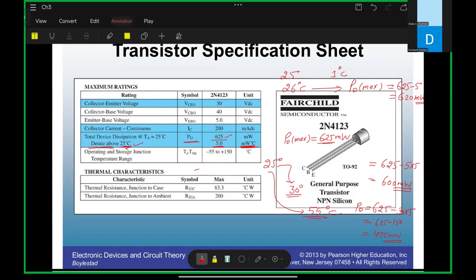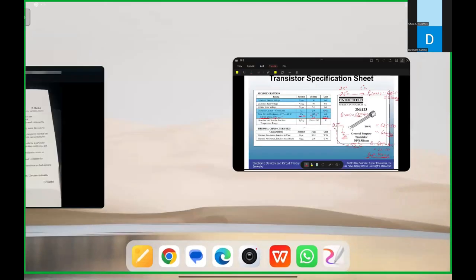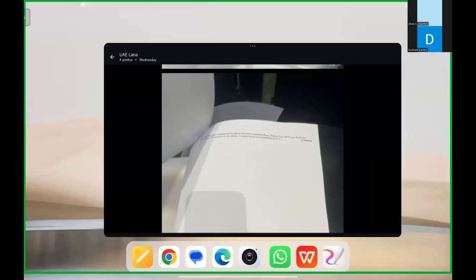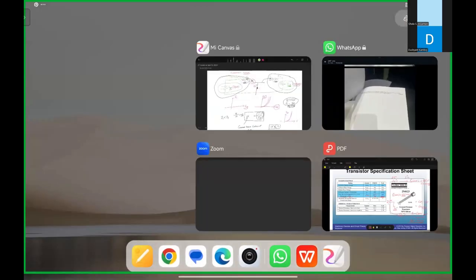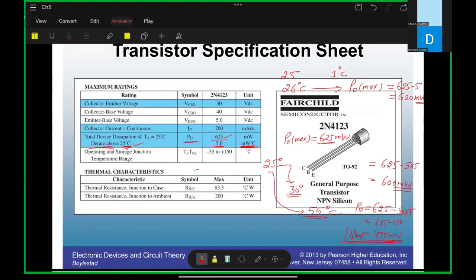If I increase the temperature, the power dissipation will decrease inside the transistor. I think that question is asking at 55, right? Your exam question. Yes, at 55. So the first step is to decide how much power dissipation should be there. The power dissipation is 475 milliwatt. Did you understand how I decide this or not? Yes.